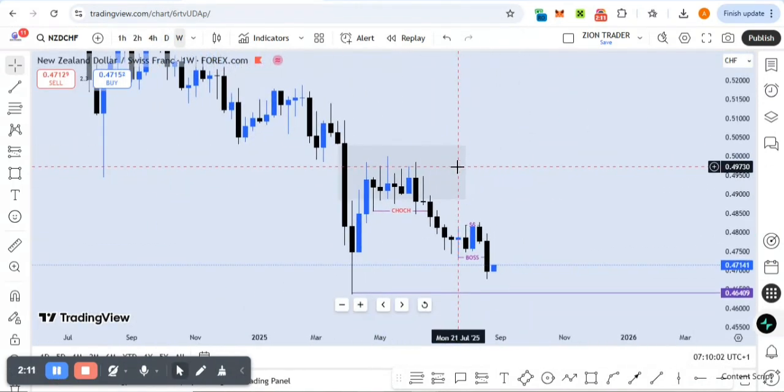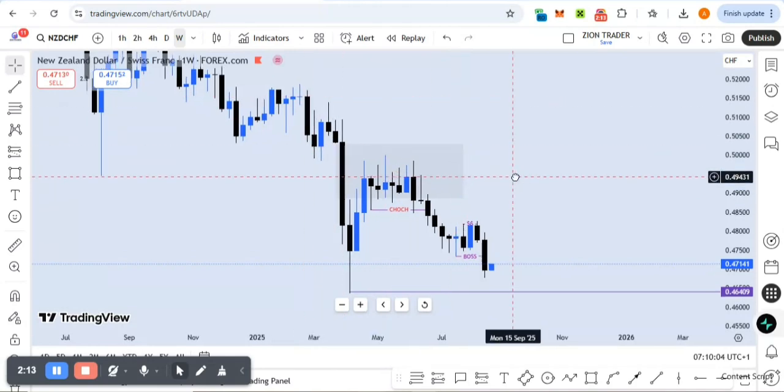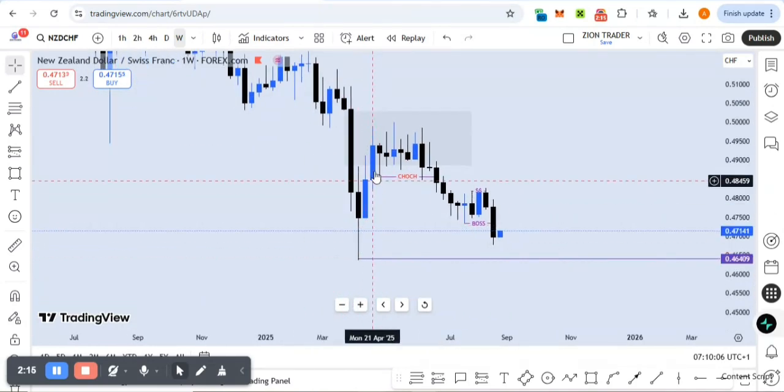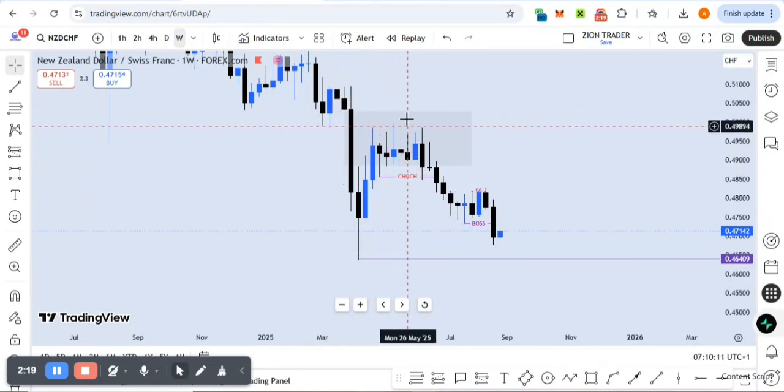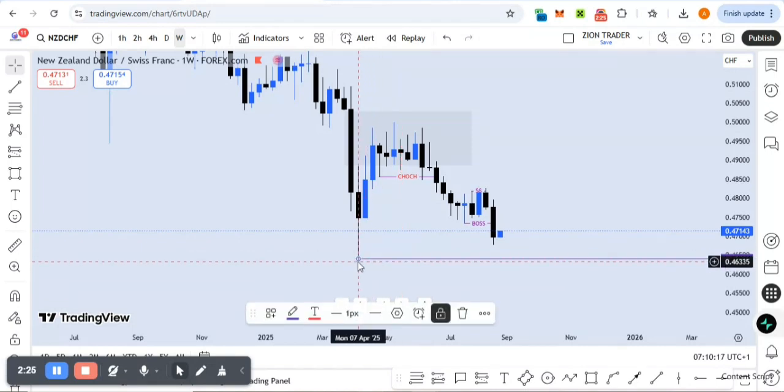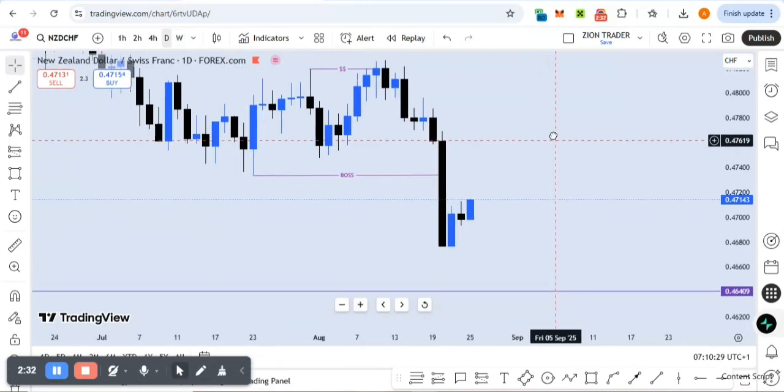If you look here on the weekly time frame, we have been bearish for a very long time. When price got to this point, it started retracing, and when price got to this fair value gap, this imbalance, we saw price start trading bearish. Remember the last time I made a video on NZDCHF, I told you guys that this was our overall target, which is the external range liquidity. So let's go to the daily time frame.